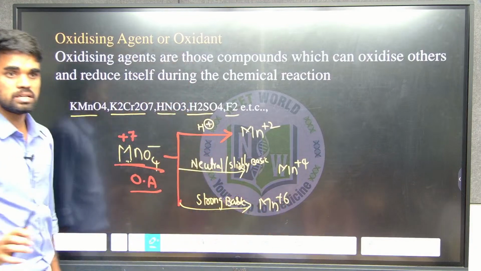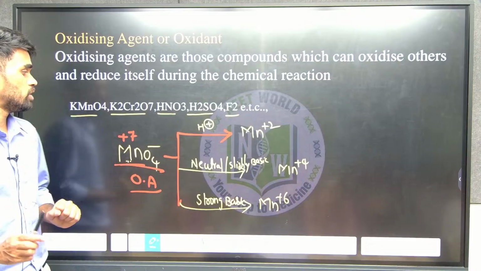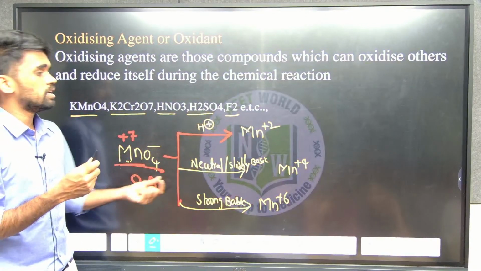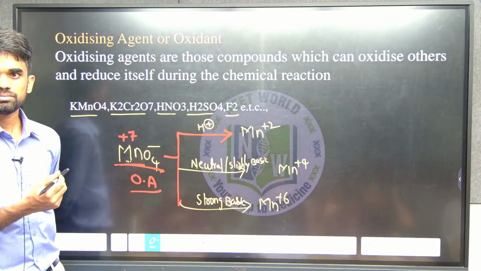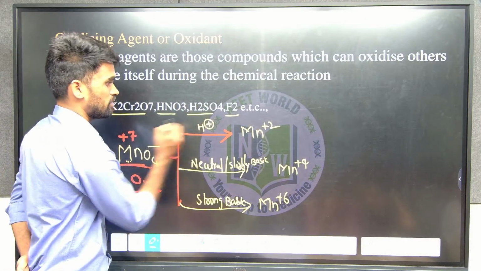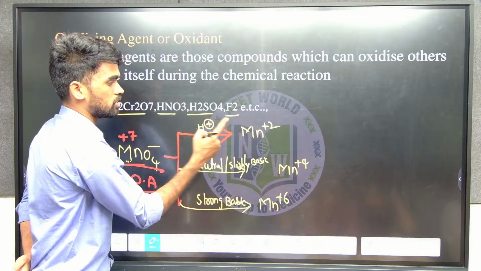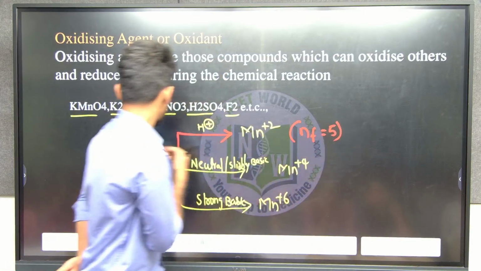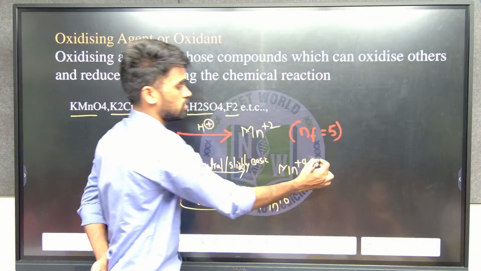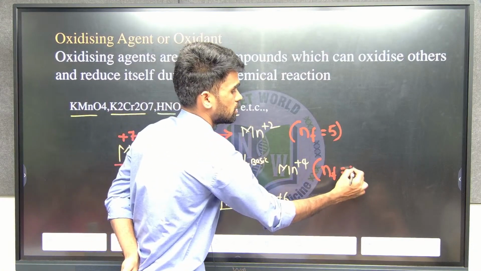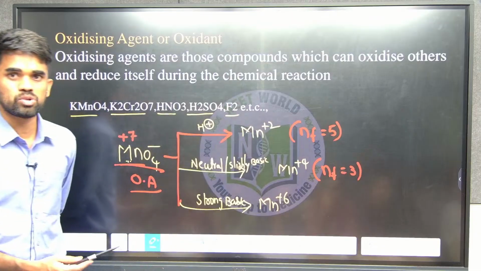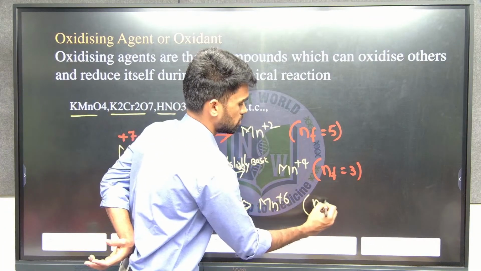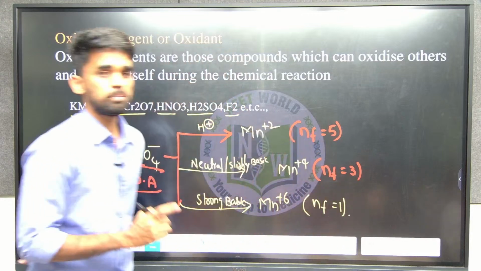Remember these numbers. Now what they will ask you is, what is the N factor when permanganate ion reacts in acidic medium? +7 is converting to +2, so how many electrons are involved? N factor is 5. Here +7 is converting into +4, so N factor is 3. Is this clear what I am doing? This one, N factor is 1. Remember. Up to here it is clear.